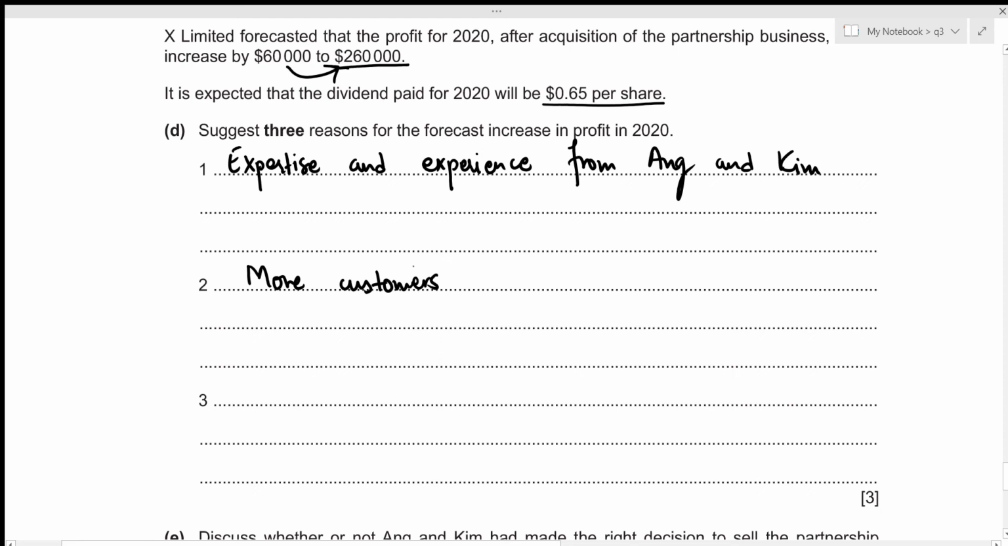And finally, there could be economy of scale, right? So instead of 2 businesses purchasing separate raw materials, now they merged into one and they can purchase a bulk of raw materials, which could give them additional discounts, resulting in economy of scale. Let's write it down. Of scale. Alright, this concludes the fourth part of this question. Now we can move towards the fifth one.